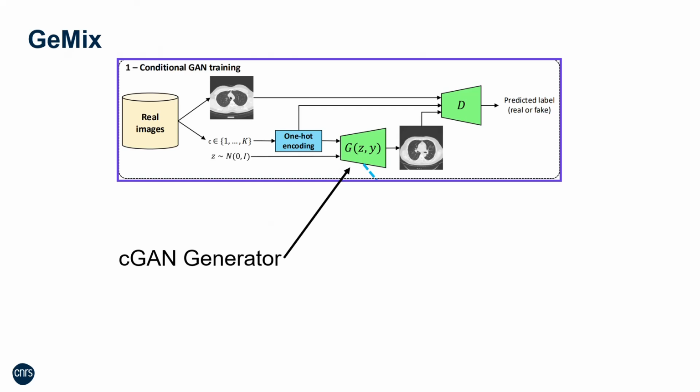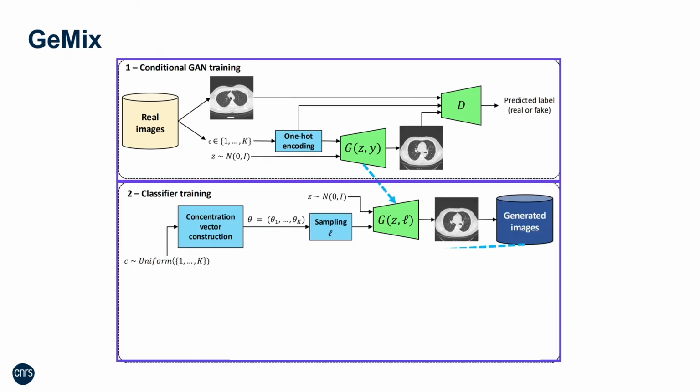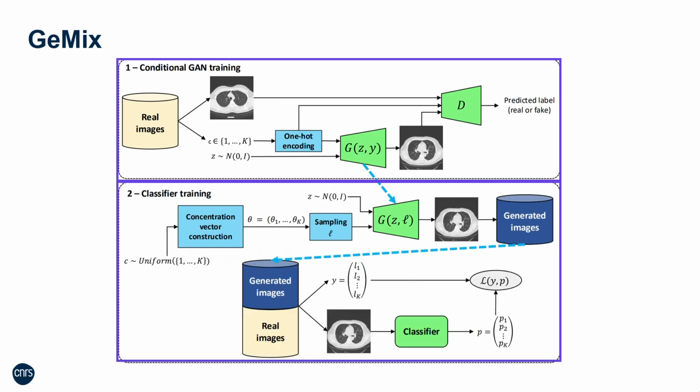realistic class-specific images. Second, we sample soft label vectors from a Dirichlet distribution and combine these with noise. Feeding them into the generator produces synthetic images that interpolate smoothly between classes. These generated images are then added to the real dataset to train classifiers.